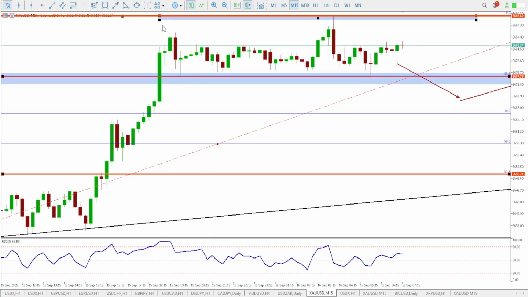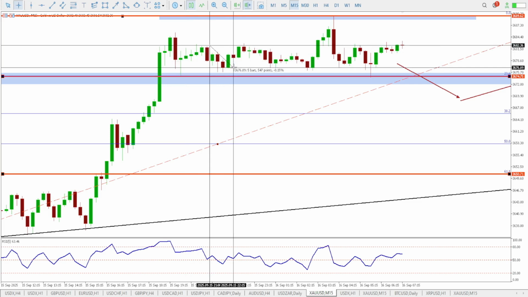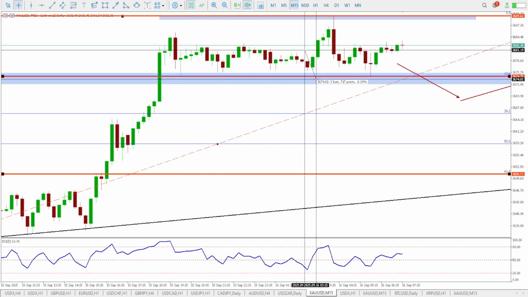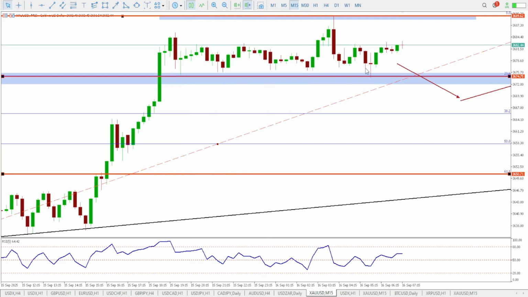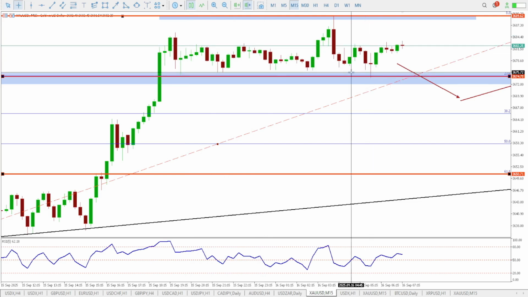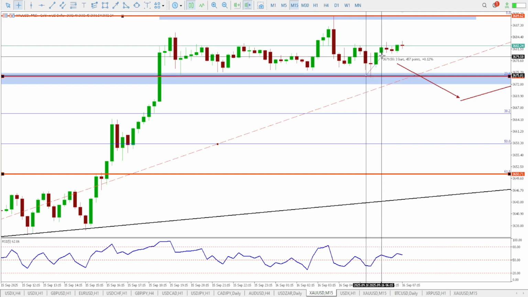On the 15-minute time frame, each time the market comes back down to this 3674 broken level, it goes back up. Each time it comes back down, it goes back up, which means that this level on the intraday scale is very important for all of us.